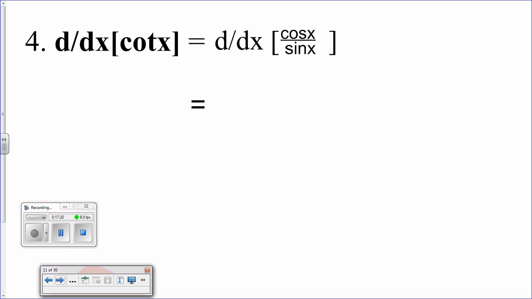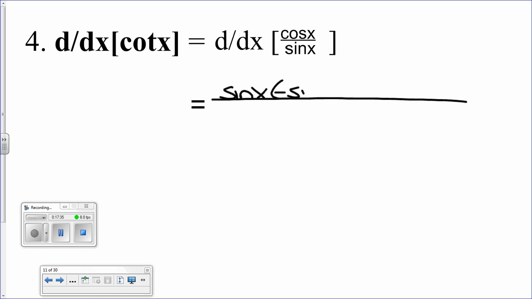All right, so we want the derivative of cosine x over sine x. Let's start the quotient rule. Here we go. What are we writing? You tell me. Sine x. Negative sine x, because the derivative of cosine x is negative sine x. Minus cosine x.